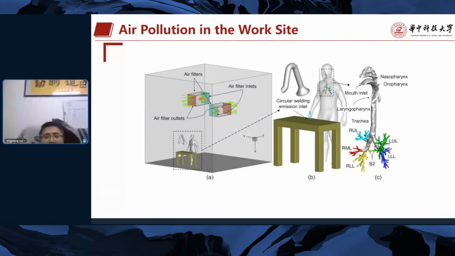Also, this can be applied to, for example, the working site, and people have to learn how particles deposit in the human respiratory lung. It always depends on people's breathing density, the particle size, and also on the gas change in the working site.